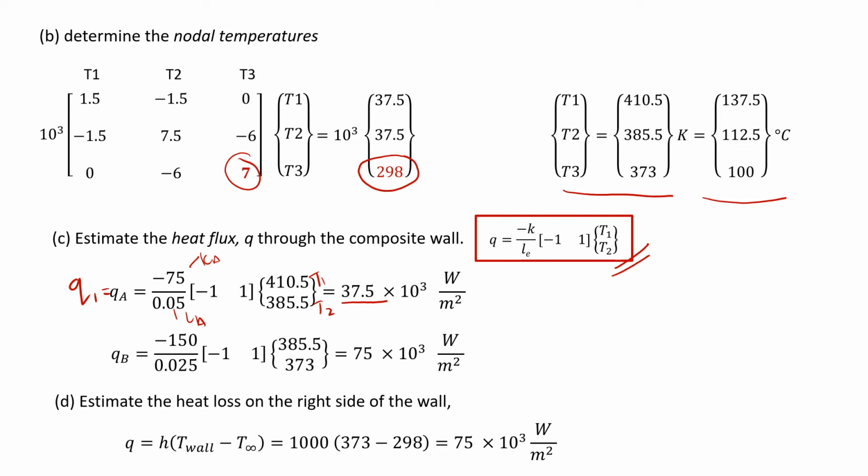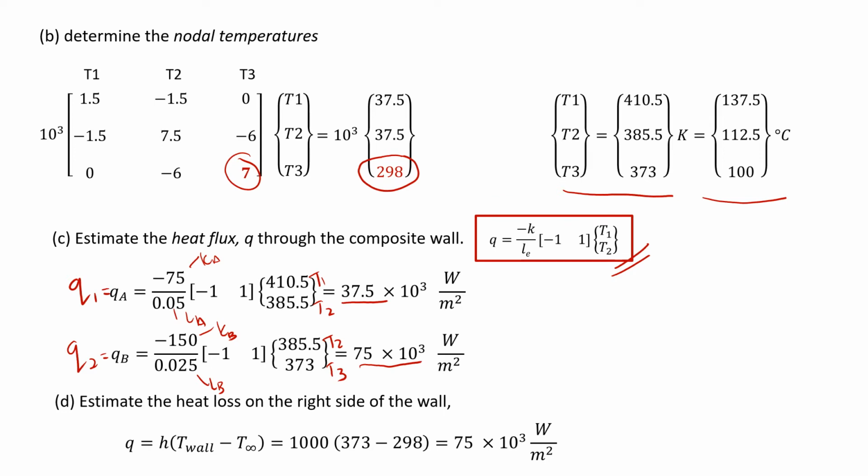While for element 2, Q2 or QB, the K that we need to use is KB and LB, because it corresponds to element 2. And the temperature that we have to use must also correspond to element 2, which is T2 and T3. By calculating this value, we obtain the heat flux for the second element is 75 kilowatt per meter square.